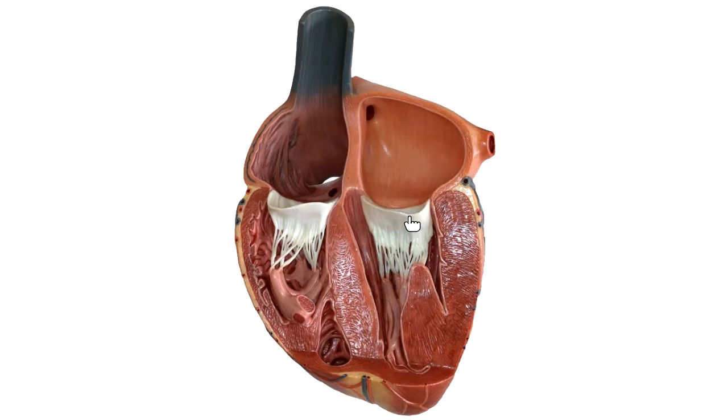Now, on the back side of each of these valves, we see these threads. I like to call them the cords. These are called the chordae tendineae. This is number 31 on our list. Chordae tendineae are going to attach to number 32, and that's these mounded muscles.